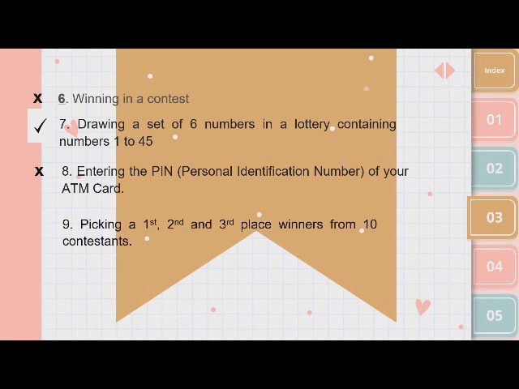Picking a first, second, and third place winners from 10 contestants. So since there is first, second, third, that means order. That means arrangement. So therefore, order is important, and that is permutation. So not combination. Okay? So let's proceed now to the last number, 10, answering 2 essay questions out of 8 essay questions.